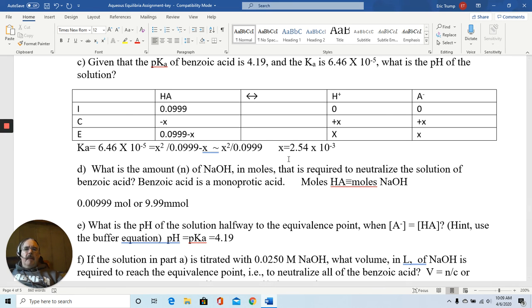The pH would be minus the log of that. So the pH is 2.60.